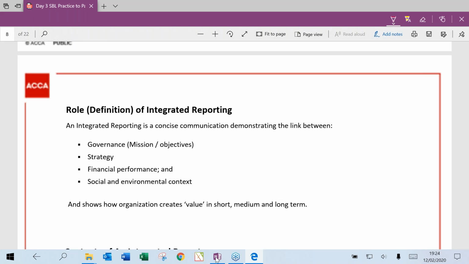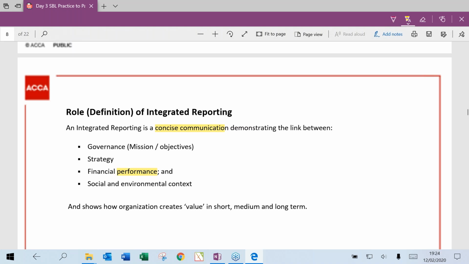Okay, so now what is the role of integrated reporting, or we can say what is the definition of integrated reporting? An integrated report is a concise communication demonstrating the link between four things. It shows the link between, one, governance, which talks about the mission. Then it shows our strategies. Based on that, it talks about financial performance, and then it talks about social and environmental aspects.